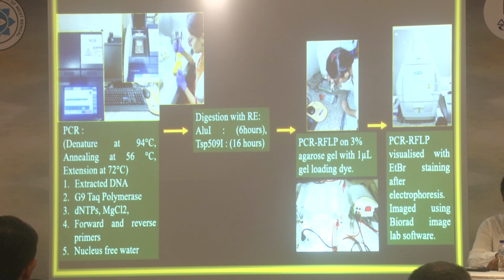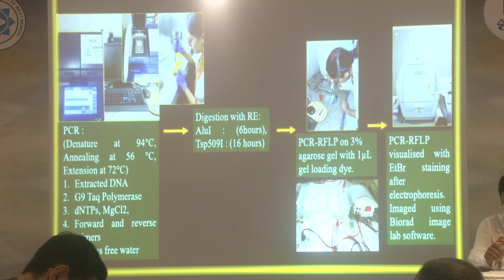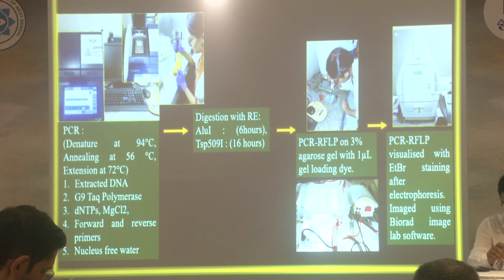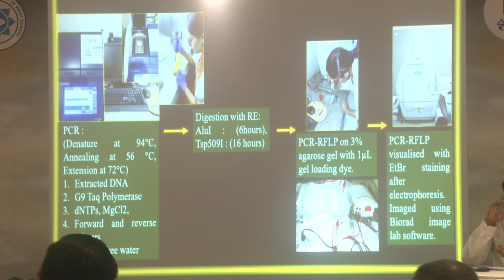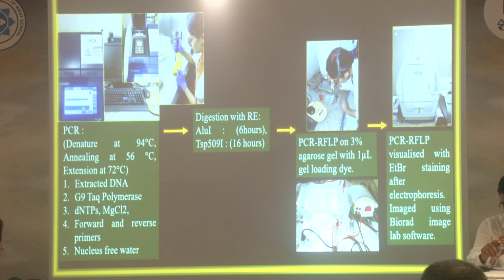PCR was done with the specific settings and the DNA sample obtained was then digested with specific restriction endonucleases ALU1 and TSP509I, which were selected based on a previous study by Barry Hudson et al. in 1990. Then these digested products were subjected to PCR restriction fragment length polymorphism on 3% agarose gel using ethidium bromide dye, and the imaging of these bands was done using Biorad software.